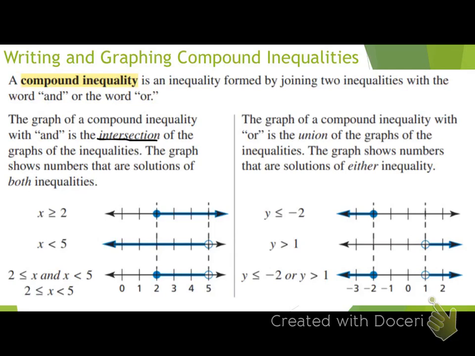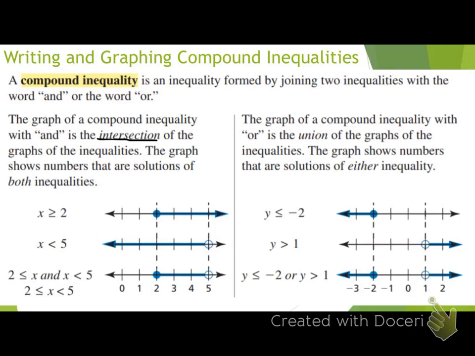So I want to find the shaded region that makes both inequalities true. If I have x is greater than or equal to 2, that's just a normal inequality we've been dealing with the past few weeks, right? Closed circle at 2, shaded to the right. Does everyone agree that's how you would graph x is greater than or equal to 2? Okay, and the second part of this and compound inequality is x is less than 5. We'd have an open circle on 5, shaded to the left. Does everyone agree with that?